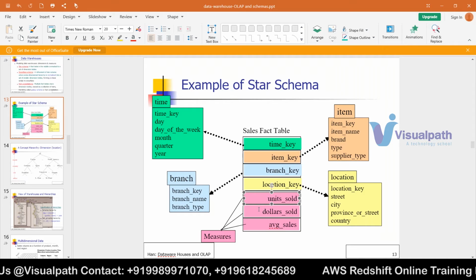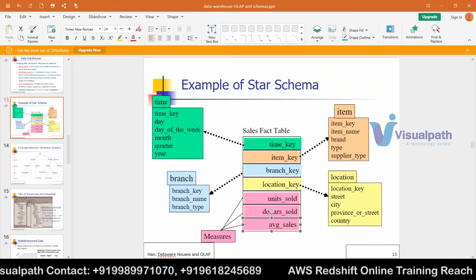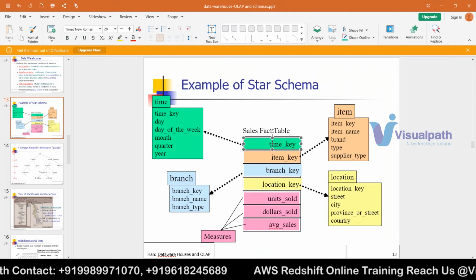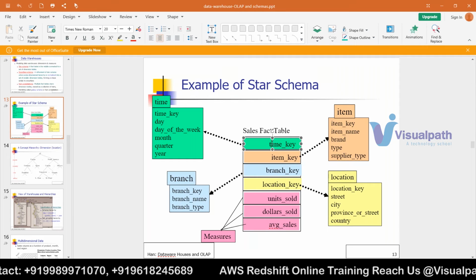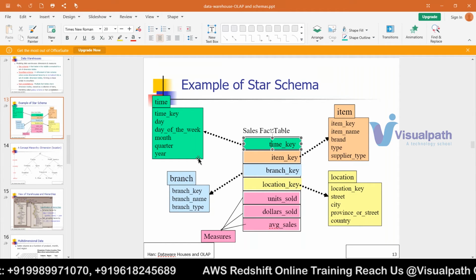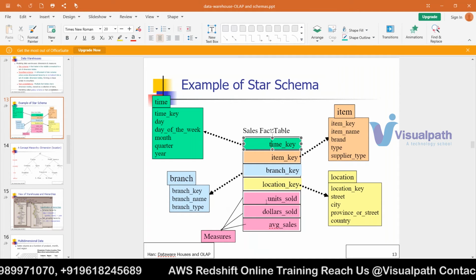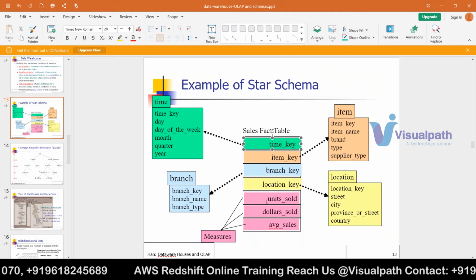You see the pink color is called measures: units sold, dollars sold, average sale. The others are called keys. So what are the two sections of a fact table? Key section and measure section. Why should we have a key section? Because we have to join with other dimension tables. A fact table which does not have measures is called factless fact because it does not have any facts.